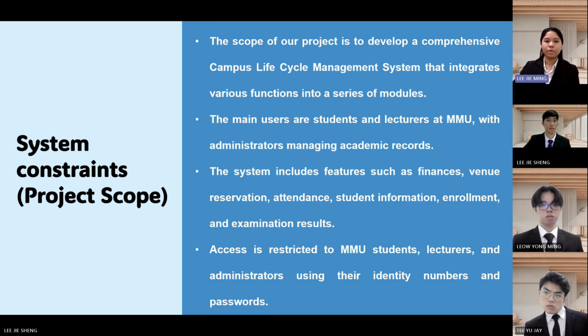The next one is project scope. The scope of our project is to develop a comprehensive campus life cycle management system that integrates various functions into a series of modules. The main users are students and lecturers at MNU, with administrators managing academic records. The system includes features such as finance, venue reservation, attendance, student information, enrollment, and examination result. Access is restricted to MNU students, lecturers, and administrators using their own identity numbers and passwords.